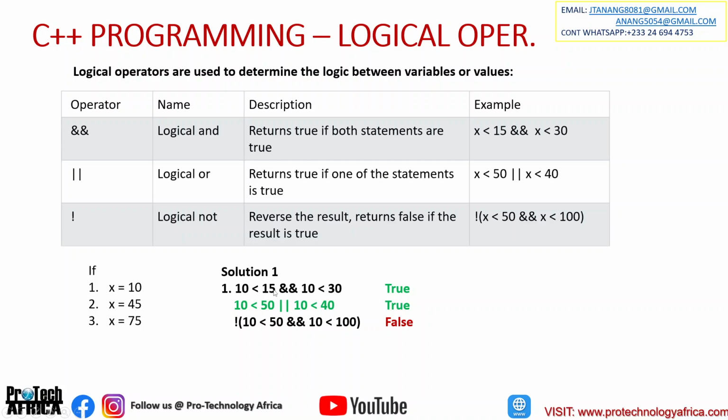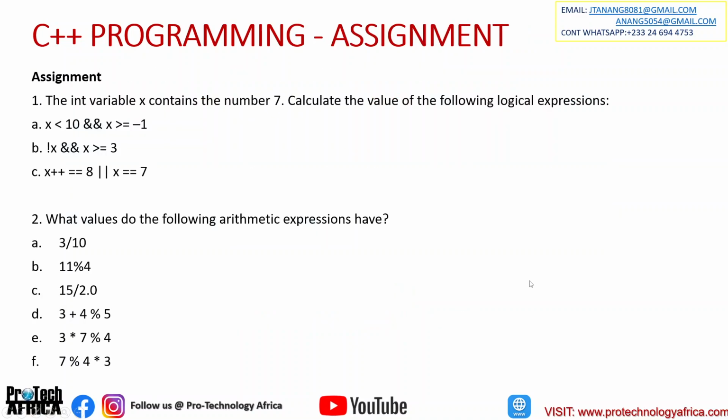So 10 less than 15 is true, and 10 less than 30 is true, so the result will be true. Now 10 less than 50 or 10 less than 40, that is also true. Over here, we only need one of the statements to be true. Over here, we have 10 less than 50 and 10 less than 100. It's true, but because of the not over here, our result will be false. So that explains that. Now let's look at some assignments that we have for ourselves.